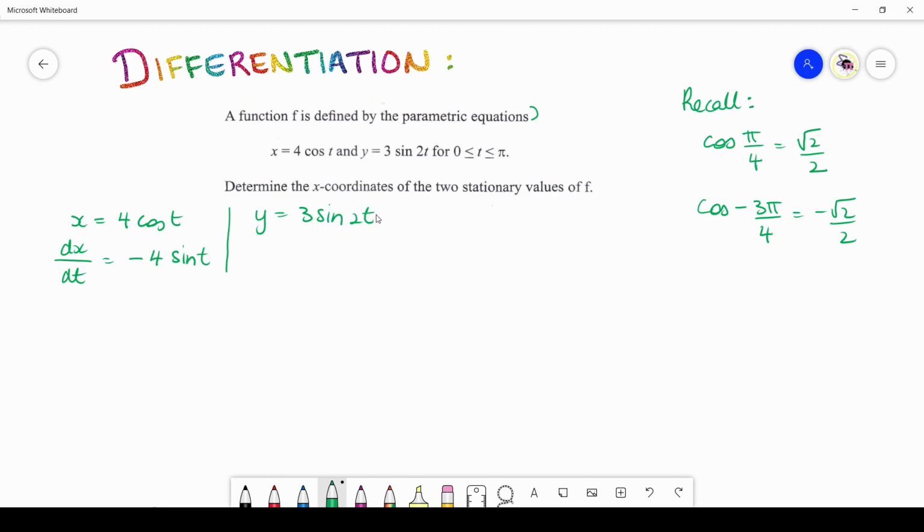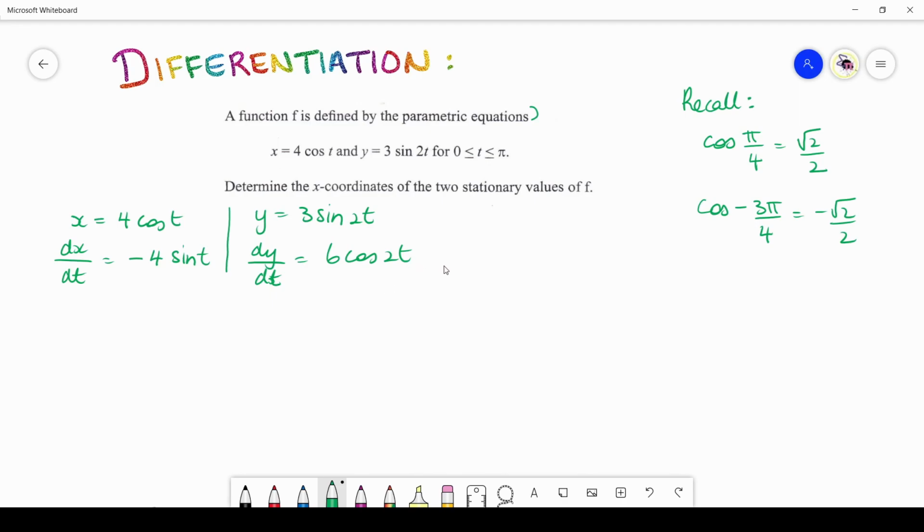So this is like a double angle. So we have dy dt is equal to, differential of sine is cos, so that's 3 twos are 6, cos 2t. Remember to always multiply by the derivative of your chunk if you do not have a plain t or a plain x or whatever. Okay, a lot of students forget to do that, to differentiate your chunk, multiply by it.